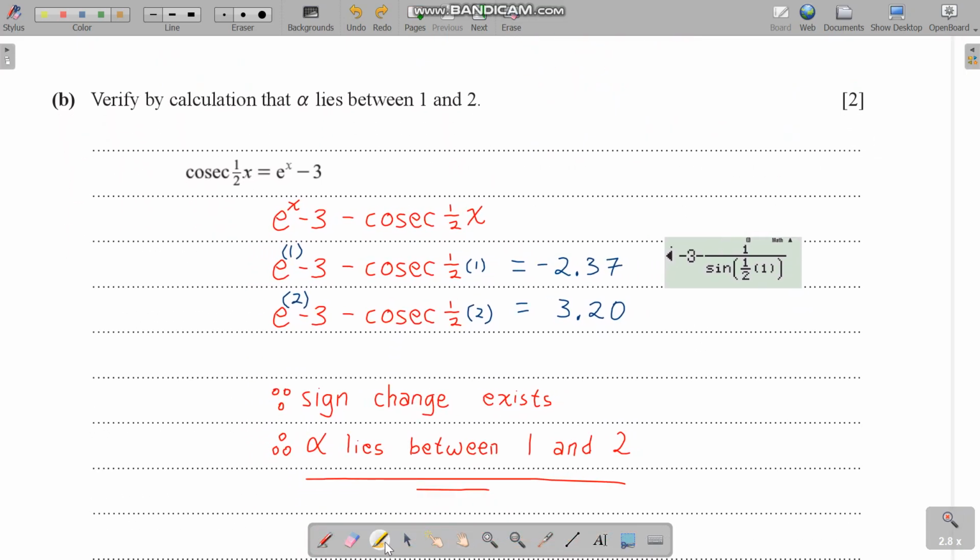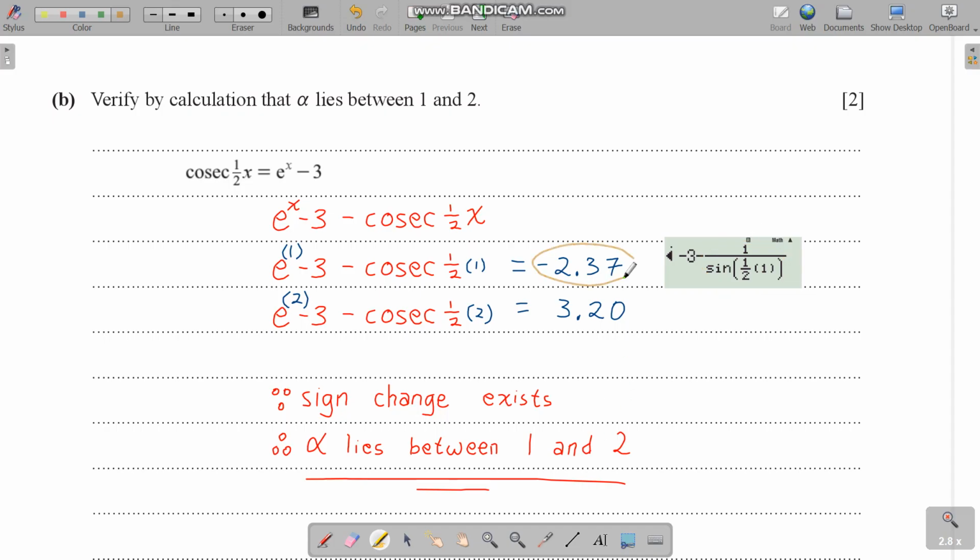So alpha is the root of this equation. So from this equation, just move everything to the left or to the right. Here, if you move everything to the right, so subtract cosecant 1/2 x from both sides, you get this expression to check or to verify. So you replace the x with 1 and then 2, and you should get something positive, something negative. And if you don't have cosecant in the calculator, just use 1 over sine. So like this, 1 over sine for cosecant.